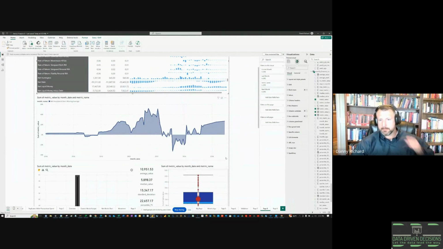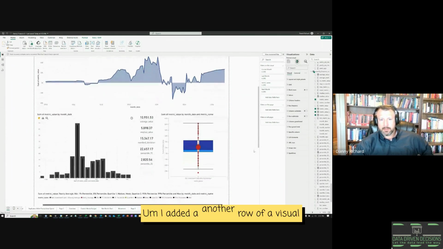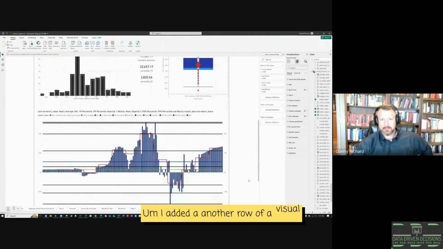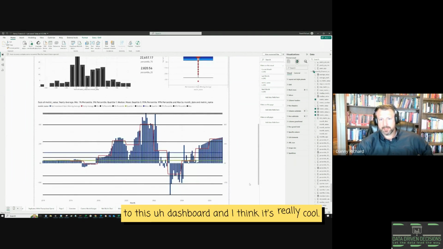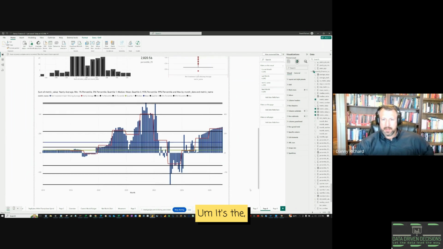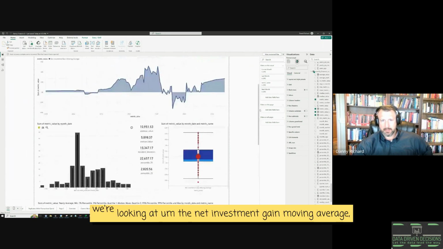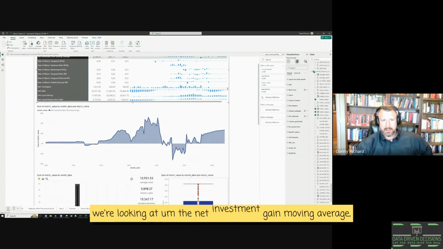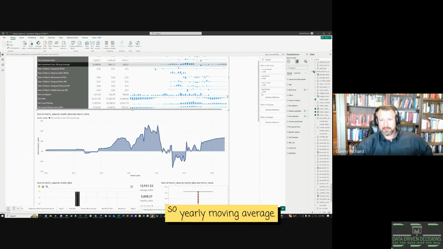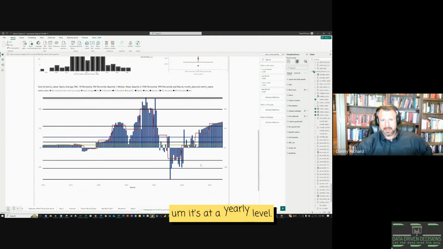Hello, welcome back. I added another row of visuals to this dashboard, and I think it's really cool. It's just a column chart of the metric, and in our case right now we're looking at the net investment gain moving average, so yearly moving average. So it's at a yearly level.